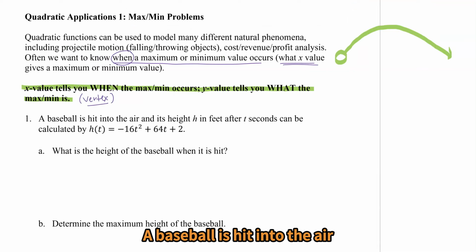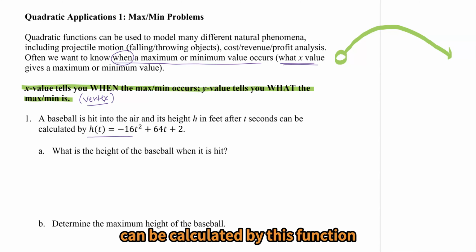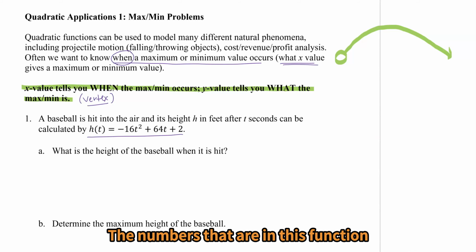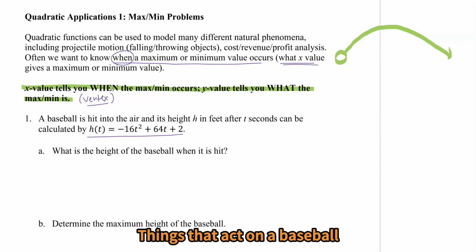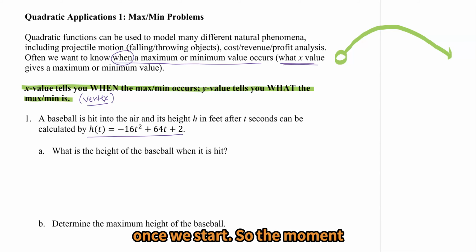A baseball is hit into the air and its height in feet after t seconds can be calculated by this function right here: h of t equals negative 16t squared plus 64t plus 2. The numbers in this function have specific physical meanings, things that act on a baseball. One is how high the baseball is once we start. So the moment the baseball is hit, how high is it above the ground?